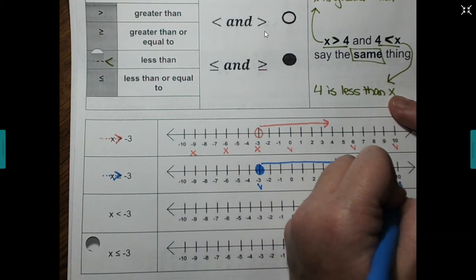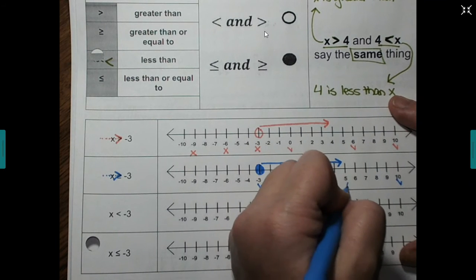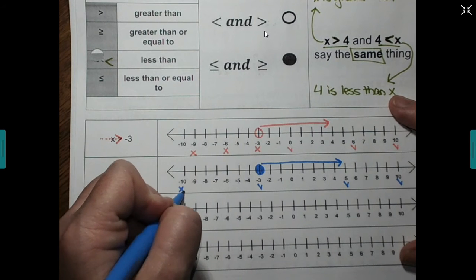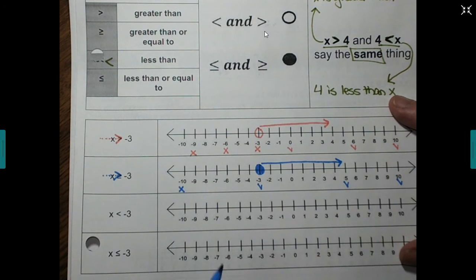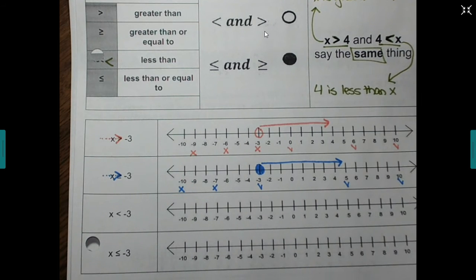10 is greater than or equal to -3. 5 is greater than or equal to -3. -10 is not greater than or equal to -3. And -7, also not a solution.